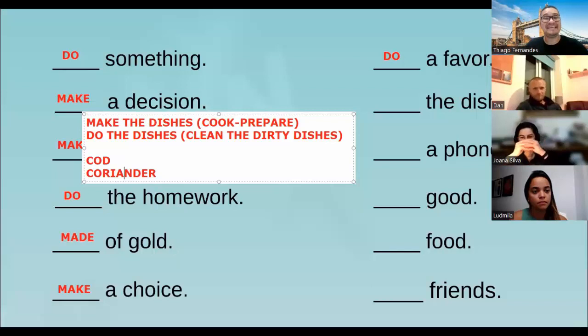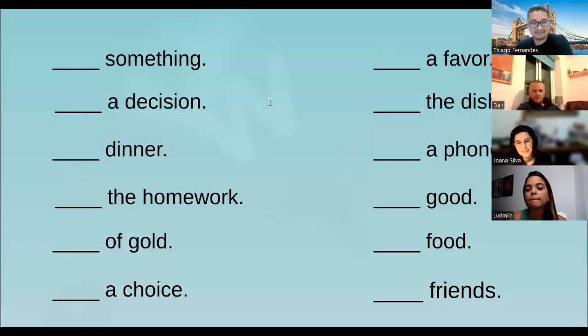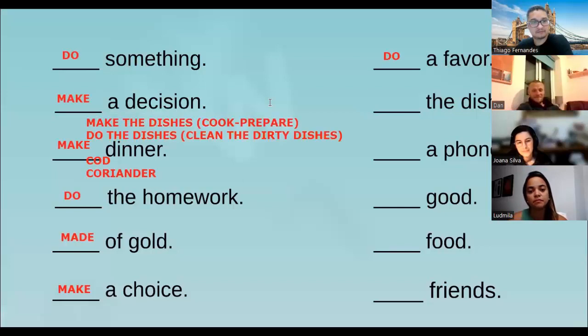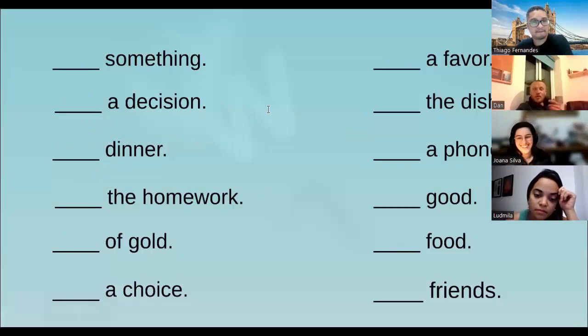This conversation is making me hungry. Next one, guys. A phone call. Is there coriander in London, in England? Yeah. Half of the people in the world think coriander tastes like soap. Yeah, lots of people hate coriander, but I love coriander. Coriander divides the planet in two parts. Yes, it certainly does. Like Marmite as well.